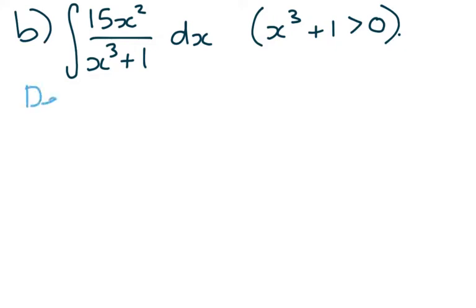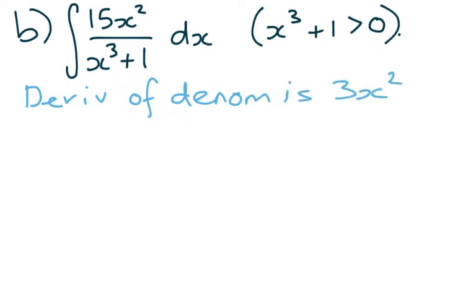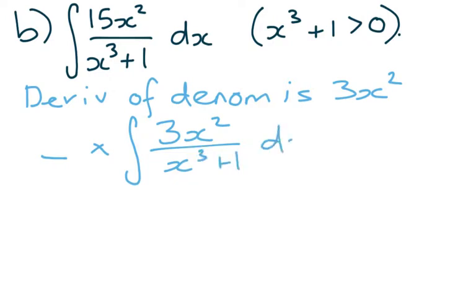Again, the derivative of x cubed plus 1 is, so derivative of denominator is 3x squared. So again, we set it up where we have a gap and we multiply the integral of 3x squared over x cubed plus 1 dx.